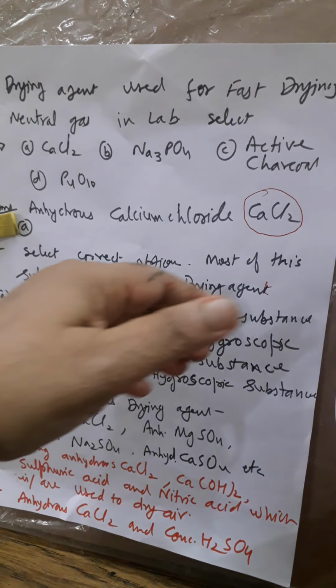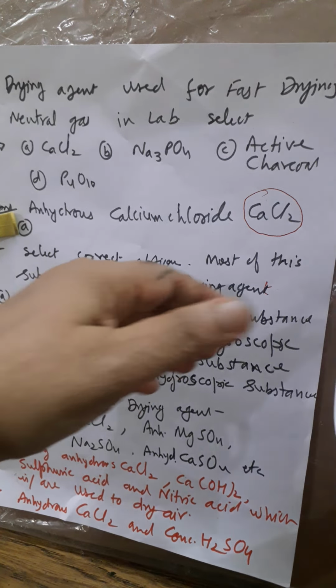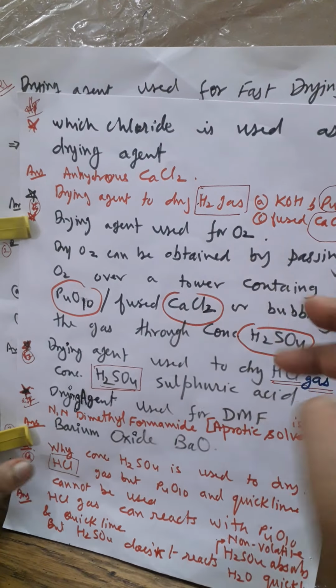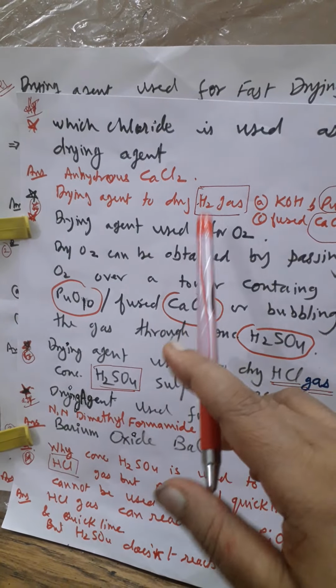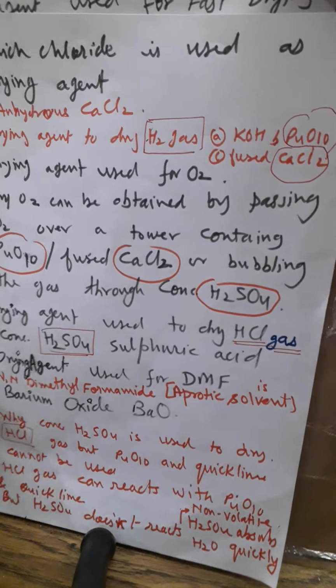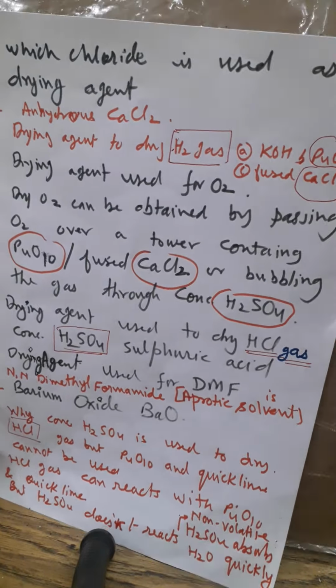Now we will go for the next one. Which chloride is used as drying agent? Just before this we have discussed that calcium chloride is used as drying agent, right? Drying agent used to dry hydrogen gas. So here I have given you 3 options: potassium hydroxide, P4O10 and fused CaCl2. I am giving you only the correct answer so that you need not be worried about it.